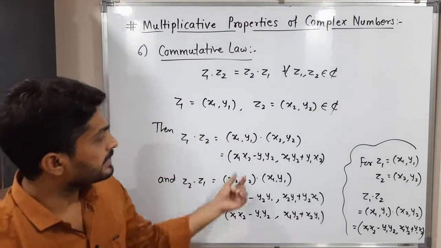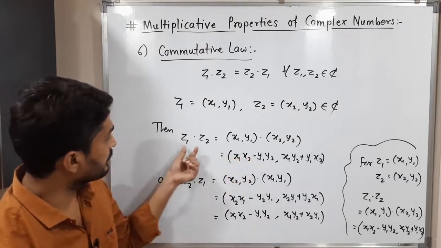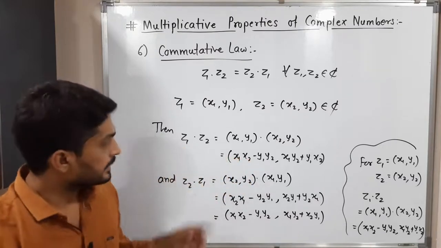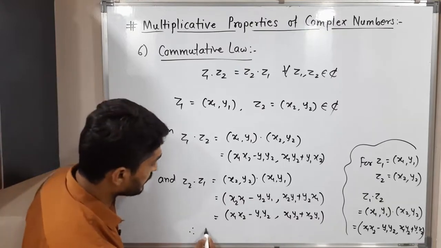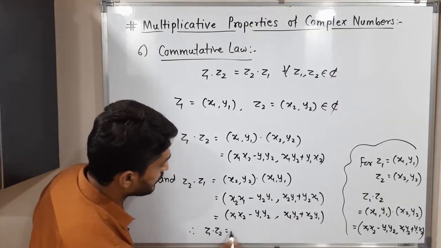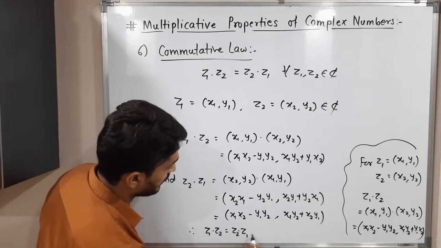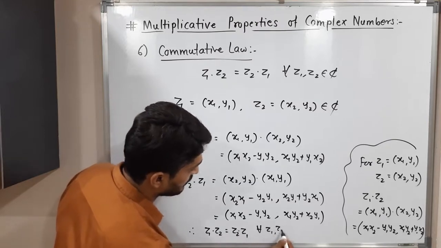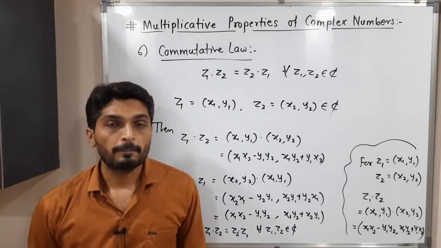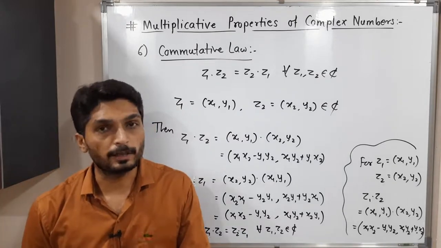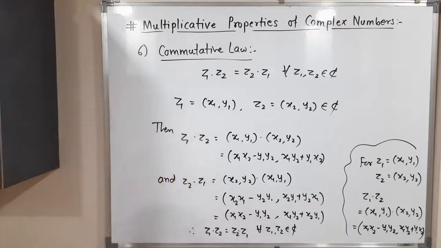So can you find any similarity between this z1 z2 and z2 z1? Yes, actually both of them are same. So therefore what will be our conclusion? z1 into z2 is same as z2 into z1, and this is true for any two complex number z1, z2. So in this way we proved that complex multiplication is commutative. Okay, make a screenshot of it first, then we will go further.